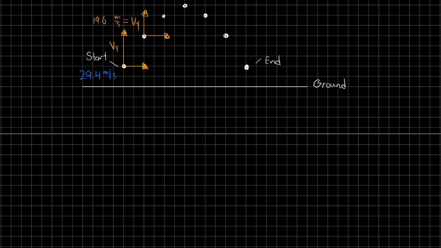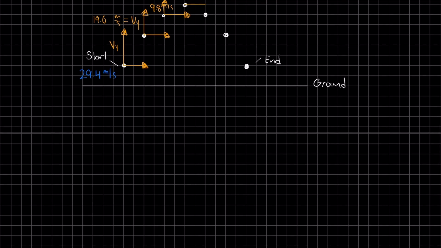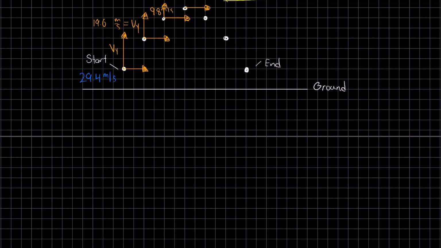Another second later, it's going to decrease by another 9.8. And so at this third second later, it will have a vertical velocity of 9.8 meters per second, and the horizontal velocity is going to remain constant. At the very peak, the vertical velocity is 0, and at the peak, the only velocity is horizontal. Let's jot this down. Vertical velocity is 0 at the peak.